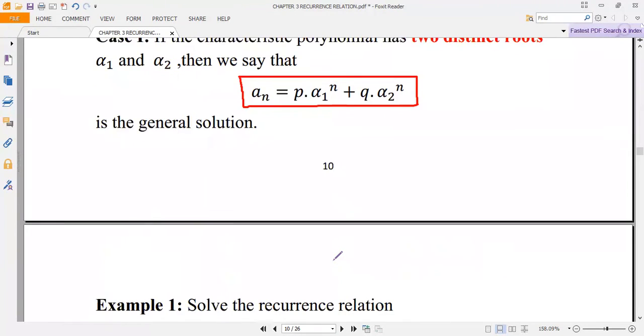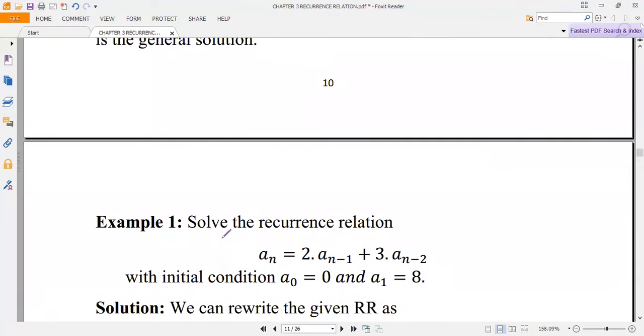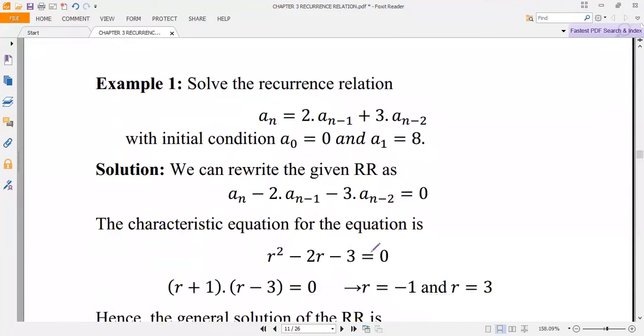Now let's see an example for the solution of a recurrence relation which has distinct roots. Let's find the solution to the recurrence relation given by an is equal to 2 times an minus 1 plus 3 times an minus 2, with initial conditions a0 and a1 is equal to 8. Clearly, you can see that it's a homogeneous linear constant coefficient recurrence relation. So now let's rewrite the equation in this form.